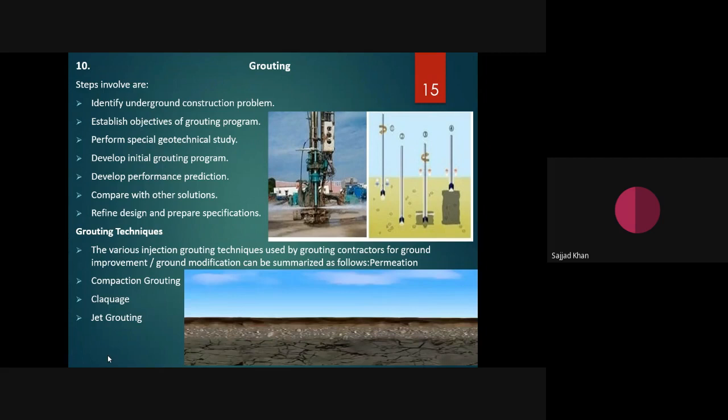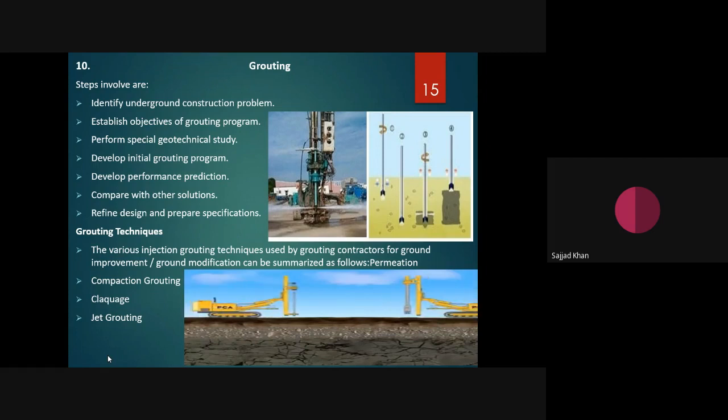Grouting techniques: the various injection grouting techniques used by the grouting contractor for ground improvement and ground modification can be summarized as follows: permeation, compaction grouting, fracturing, and jet grouting.